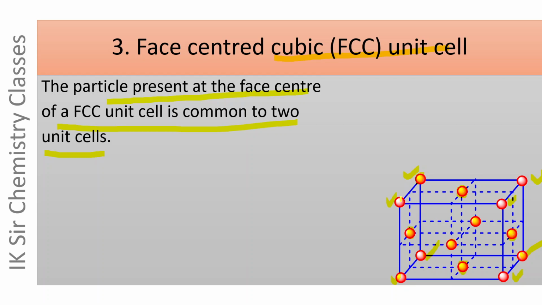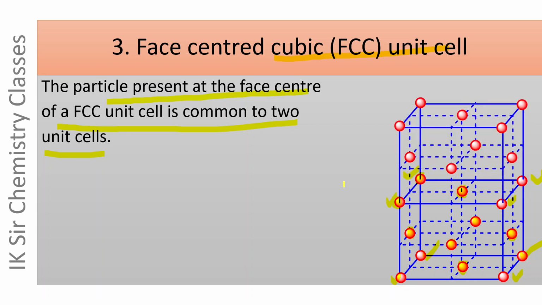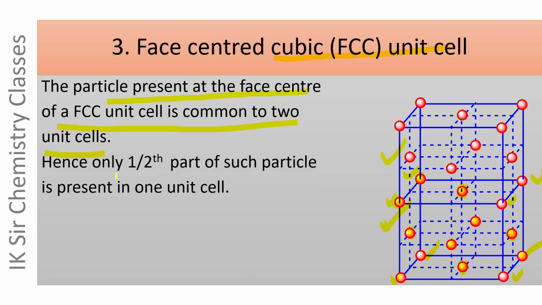The particle present at the vertex of cubic unit cell is common to 8 unit cells as explained earlier, but the particle present at the center of face of FCC unit cell is common to 2 unit cells. This particle, which is present at the center of top face, is common to both these unit cells, and hence its only 1 by 2 part is present in this unit cell. Hence only 1 by 2 part of such particle which is present at the face center is present in one unit cell.